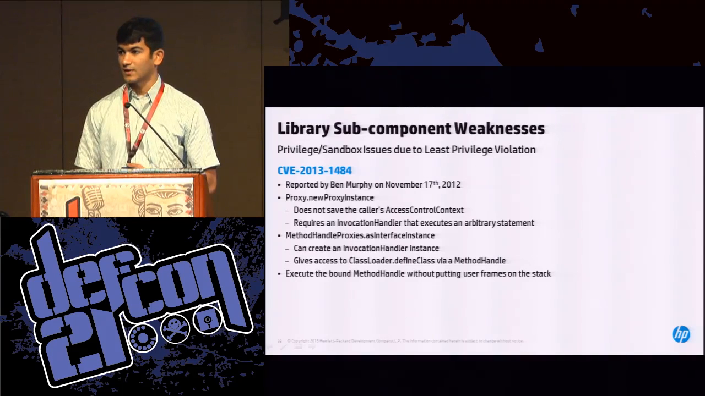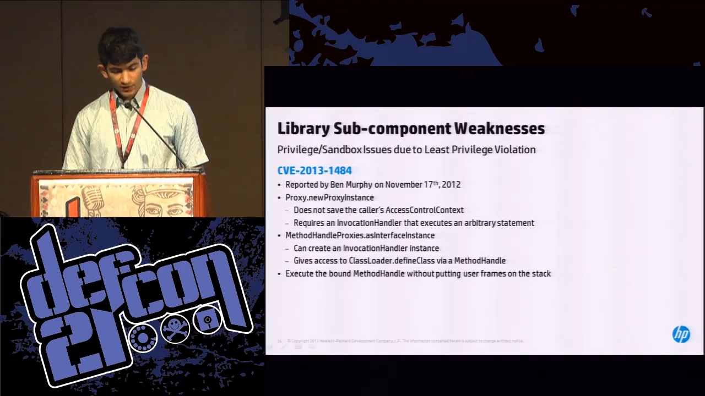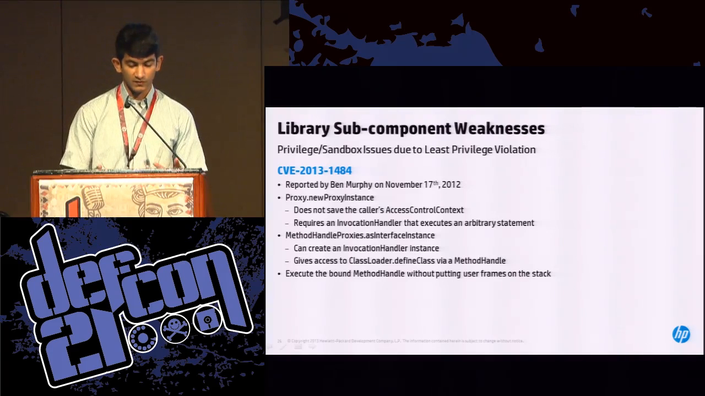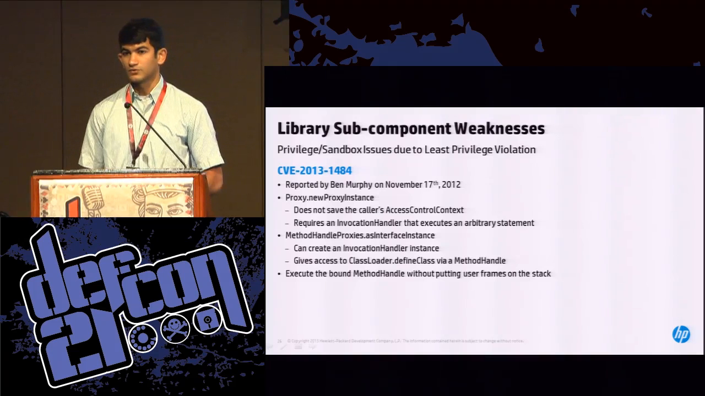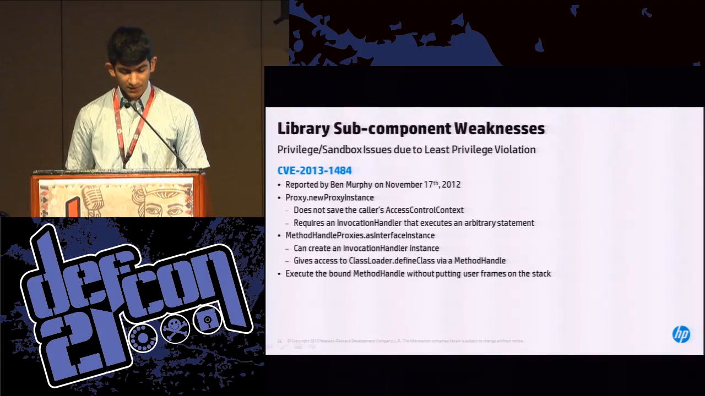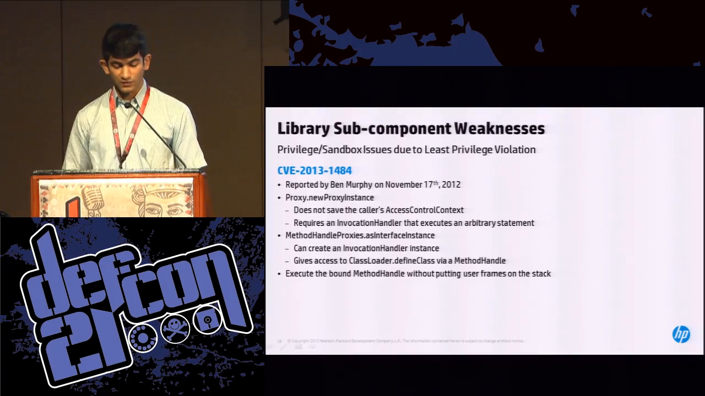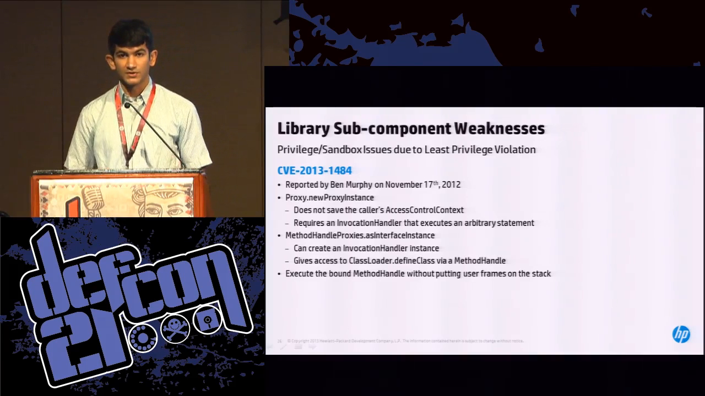When you're running an untrusted applet, you're going to have a much lower privilege level than, say, the library code, which could do whatever it wanted. Ben Murphy found in CVE 2013-1484 that Proxy.newProxyInstance does not save the caller's access control context, and as a result, it'll use the library's. Unfortunately, it requires an invocation handler that is able to execute an arbitrary statement. He then found that MethodHandleProxies has a method asInterfaceInstance that can do exactly this. And using this, you can access the defineClass method of ClassLoader and load a malicious class.